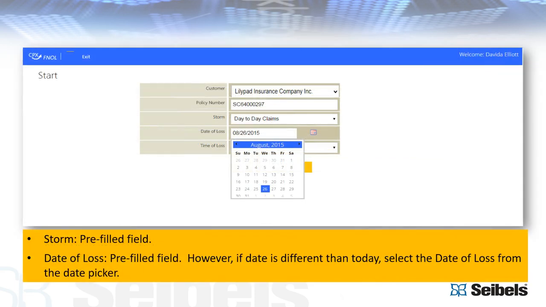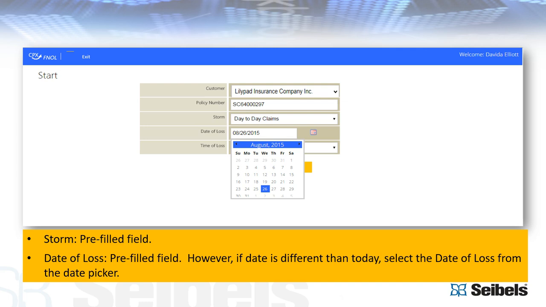The next thing is going to be the date of loss. Okay, so a couple things to remember here. If there is a pre-filled storm, say for example, Ida. Well, when Ida came through, right there where it says storm, and right now it says day-to-day claims, which is what you use during a normal claim.